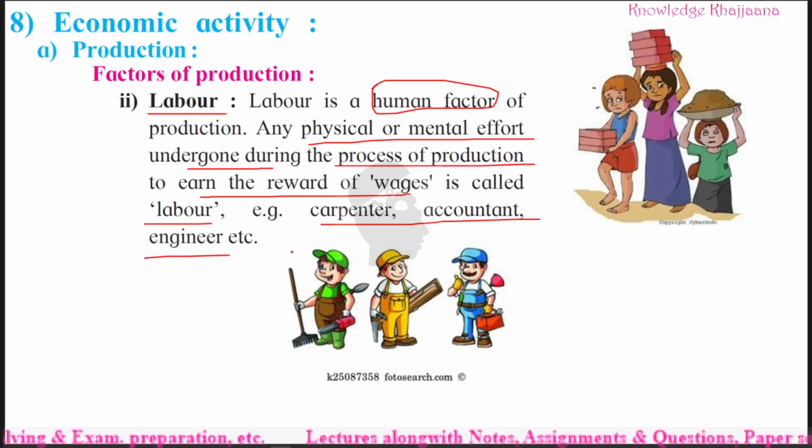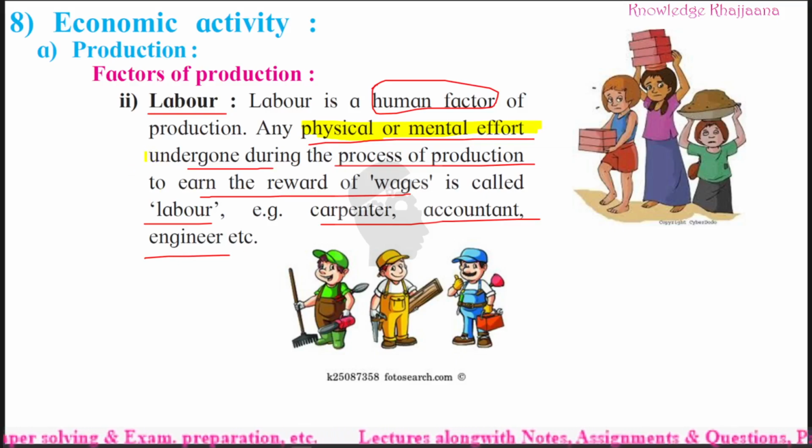See, for example, what is told? Physical or mental activity, or physical or mental efforts, if you undergo them. For example, these are the workers. These are the laborers, and they are working to build a building. See, these are the different laborers working to build a building. So what is their activity? They are going through physical activity. These are the different carpenters, the electricians, plumbers. So all these people are going through physical activity. If you think about the accountant, engineer, they go through mental activity, mental effort.